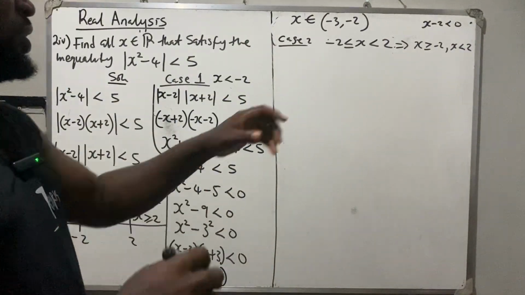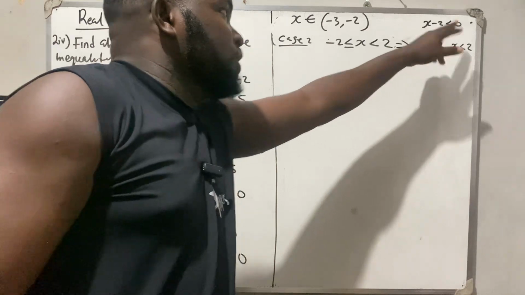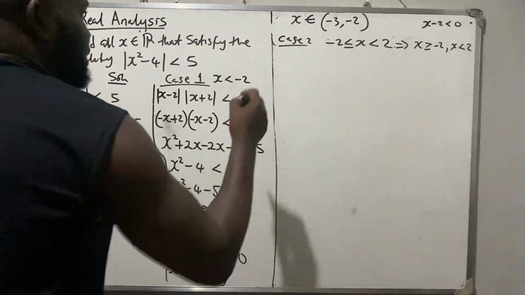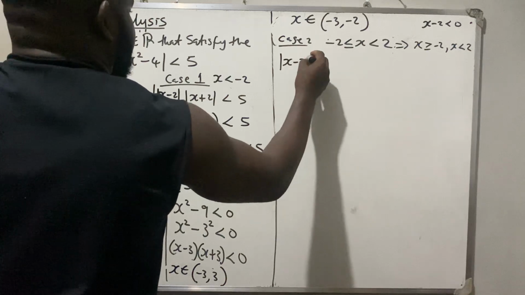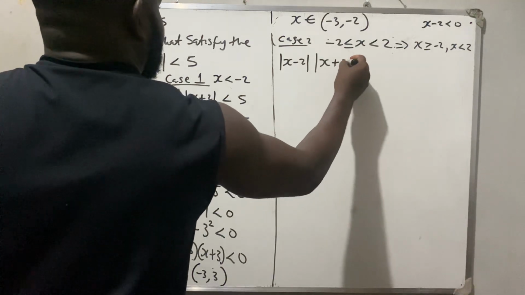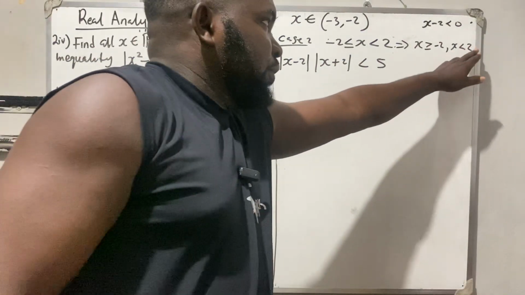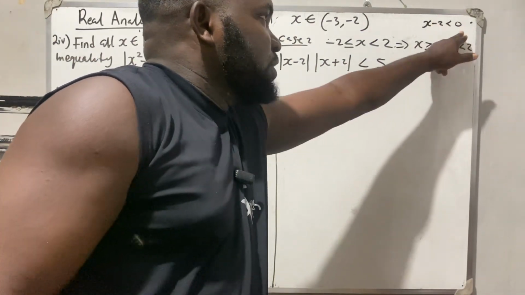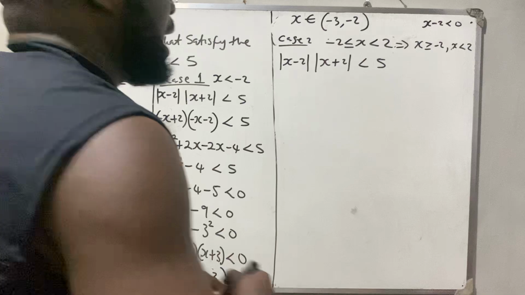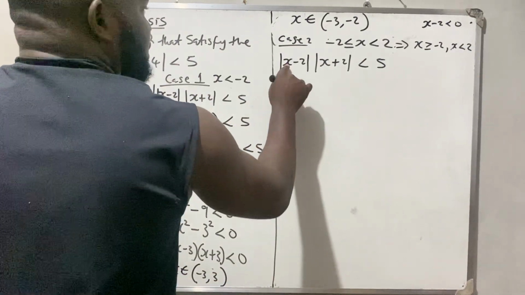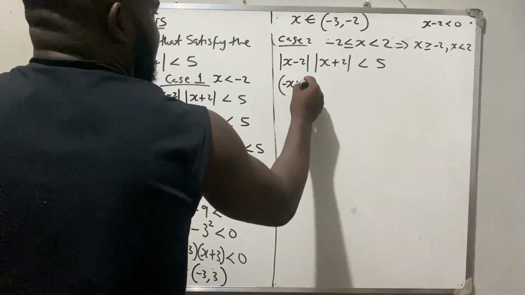So x minus 2 is less than 0 shows that x minus 2 is negative. So x minus 2 being negative is to take the negative of this one. So I have the absolute value of x minus 2 times the absolute value of x plus 2 is less than 5. If you take this one here, you see that x minus 2 is negative. The absolute value of a negative number is the negative of itself, so the negative of this thing will give you minus x plus 2.